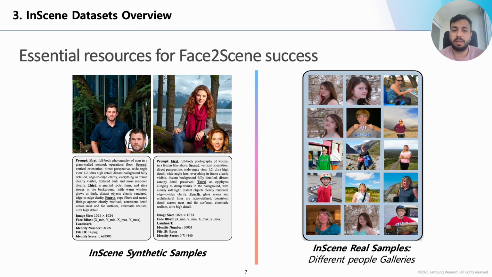The Face2Scene approach relies on diverse datasets, combining synthetic and real images to effectively train and validate its restoration capabilities. We synthesize full scene images for each identity in the CVPR dataset, and we also gather galleries from different people as real images. You can see those samples in this slide.